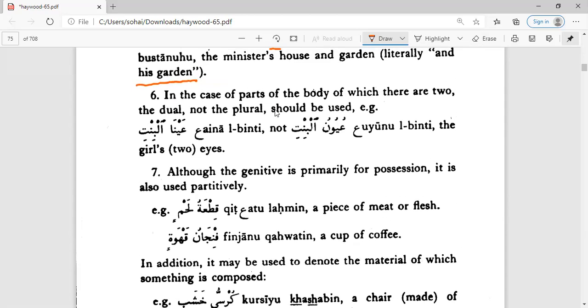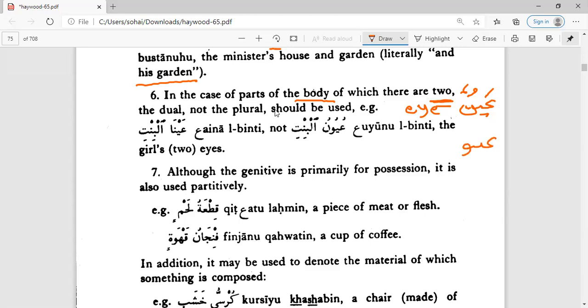Okay. And also here it says that when you do mudaf and mudaf ilayhi of body parts which occur in dual, like eyes, ears, hands, and so forth, you use the dual. Because why? They occur in pairs. They are two, so you don't use the plural form. Plural form applies to three or more. So for example, we probably haven't done this. Ainun, what does Ainun mean? Eye, singular, yes.